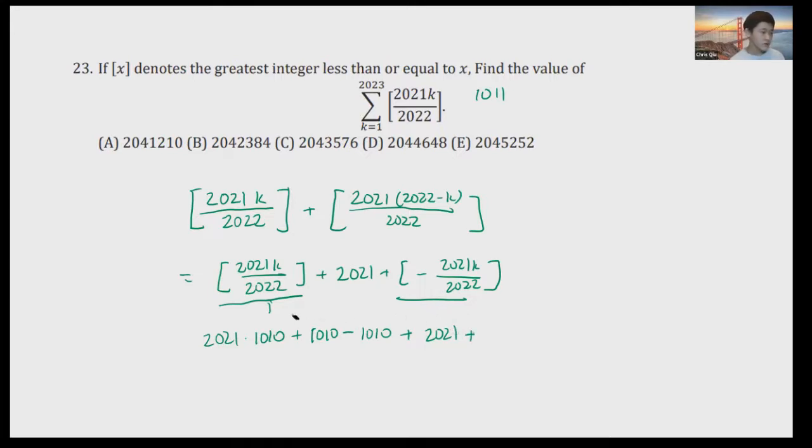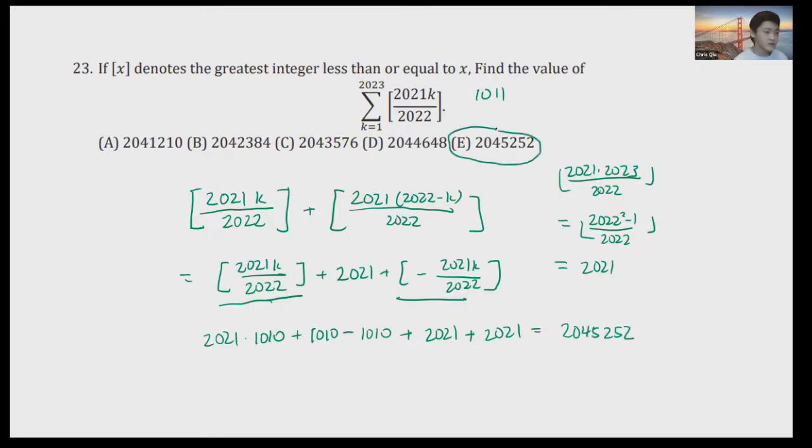Then our floor function is going to be the floor of 2021 times 2022 over 2022, which is going to be 2021. And then we still have to add what we get when k equals 2023. So that term will be this. And we can use our difference of squares to find that it's equal to this. And we can see that this is also equal to 2021. And when we sum all these up, the answer we're going to get is 2045252. And that is our final answer.